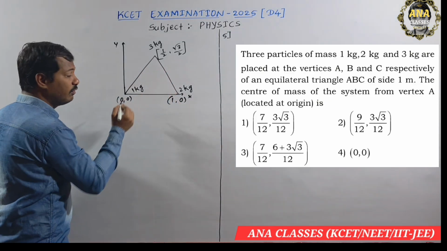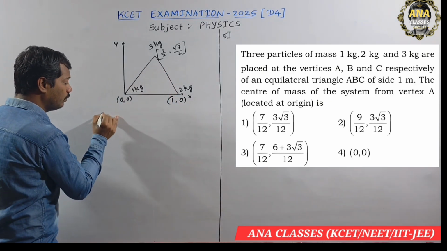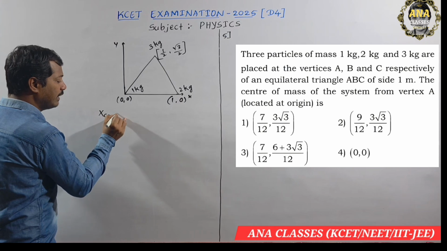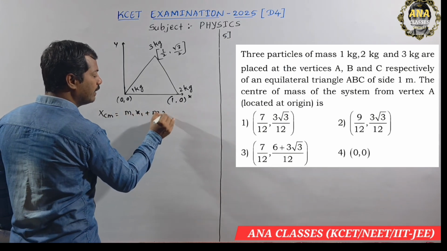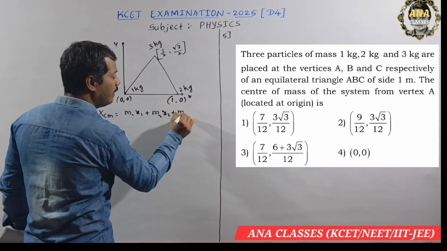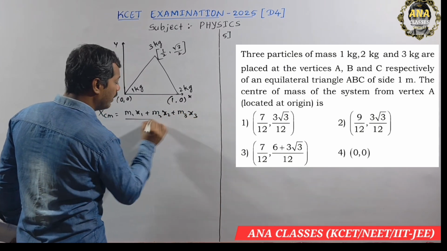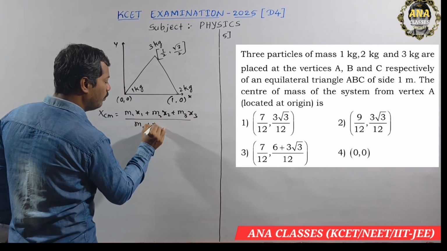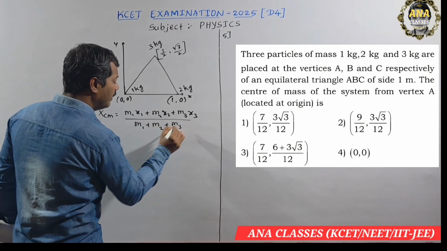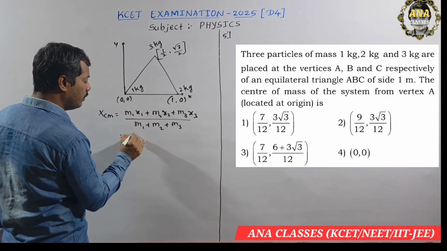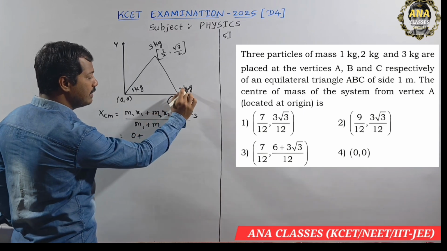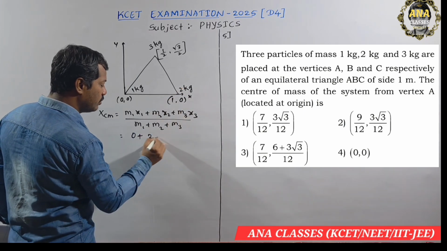Here we have to find the center of mass along the x-axis and y-axis also. So the center of mass along the x-axis, take it as xcm. The formula is (m1 x1 + m2 x2 + m3 x3) divided by (m1 + m2 + m3). This is the formula. m1 is 1 kg, x1 is 0, so it is 0. m2 is 2 kg, x2 is 1, so it is 2.